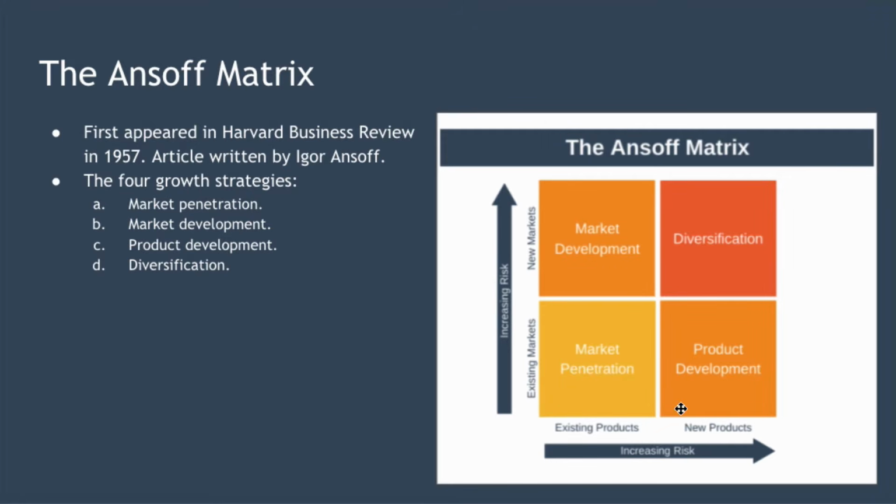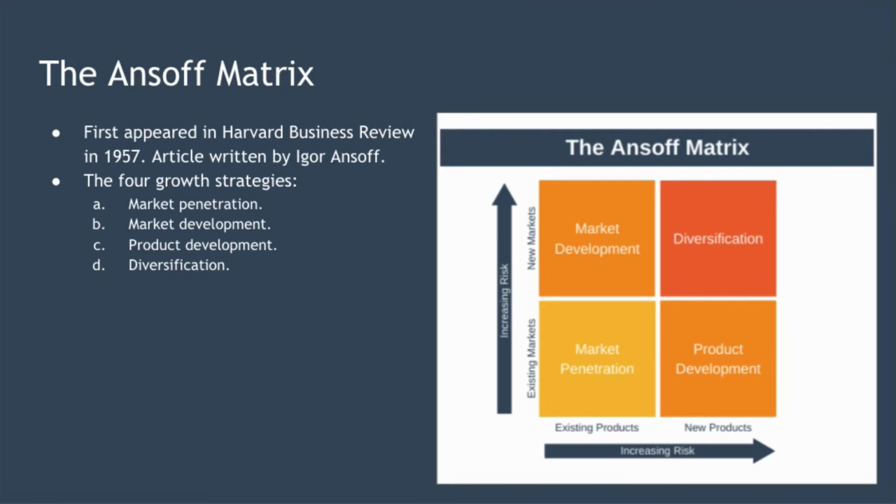Now, if you decide to create a new product or enter a new market, then that's going to increase the risk because you're moving further away from your starting position, either horizontally or vertically. And finally, suppose you decide to create new products and sell those new products in new markets, which is diversification, then the risk is the greatest as you're moving away from your starting position, both horizontally and vertically.